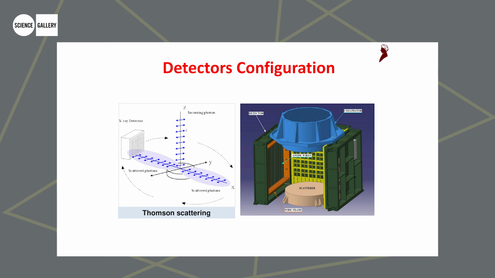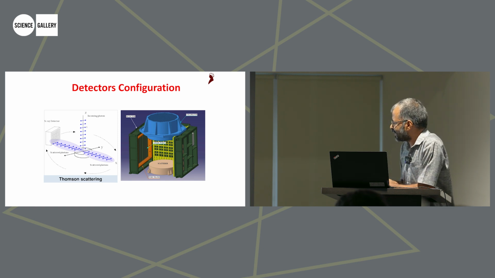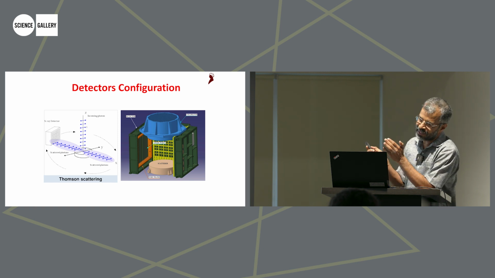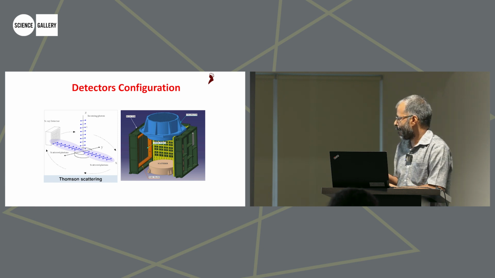Each 6 wires will have the complete processing electronics chain associated with it, and there is a scatterer which scatters the incoming photon, and there is a collimator which restricts the field of view of the instrument to 3 degree by 3 degree.